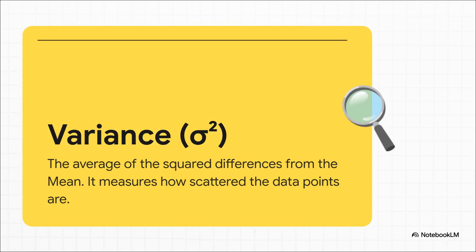And this brings us to the big one, variance. That's sigma squared. It's the official way we measure that spread. Basically, it asks, on average, how far is each data point from the mean? The bigger the variance, the more spread out the data is.